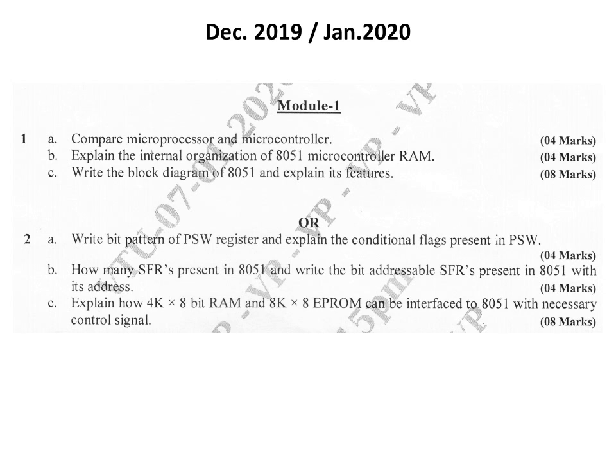And the next question is explain how 4K 8-bit RAM and 8K 8-bit EEPROM can be interfaced to 8051 with necessary control signals. Again the repeated one, so with these interfacing diagrams it should be explained. And this is again a very important topic.